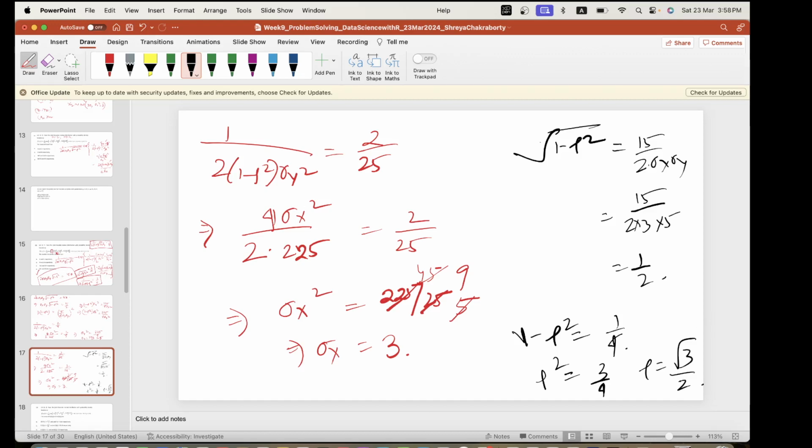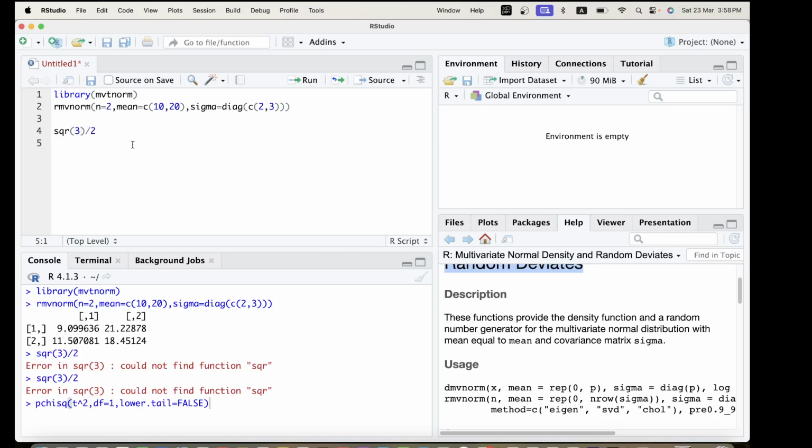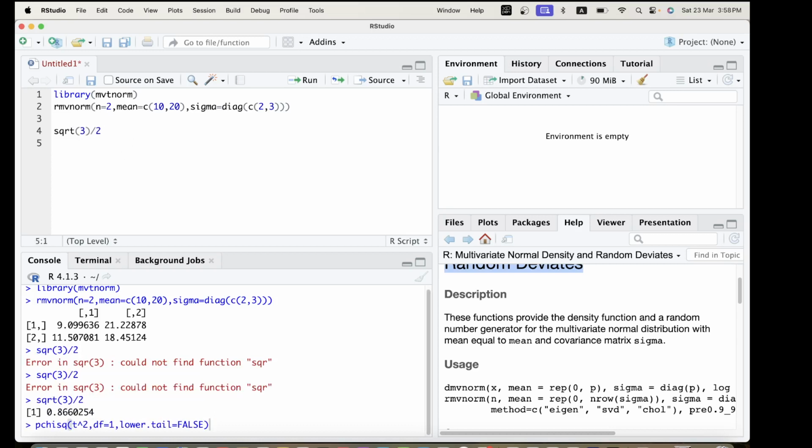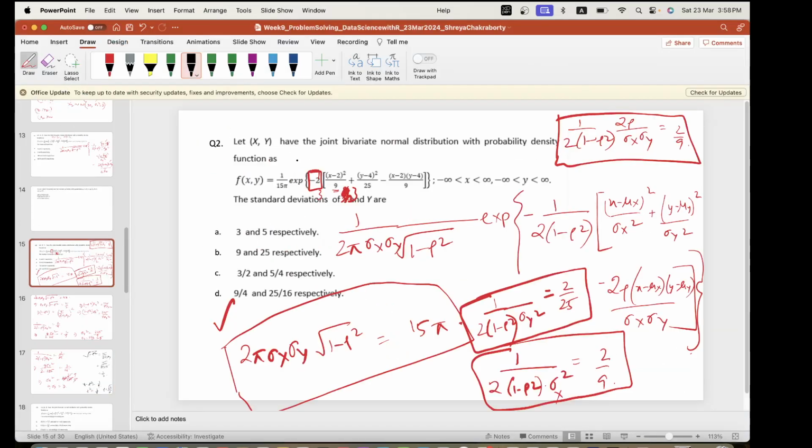Okay, root 3 by 2 is less than 1. Root 3 by 2 is 0.866, so that's okay. Now we can go back and check with this form. Alright, so this one, sigma x square, 3 square, it's matching. Sigma y square, 5 square, that is also matching.